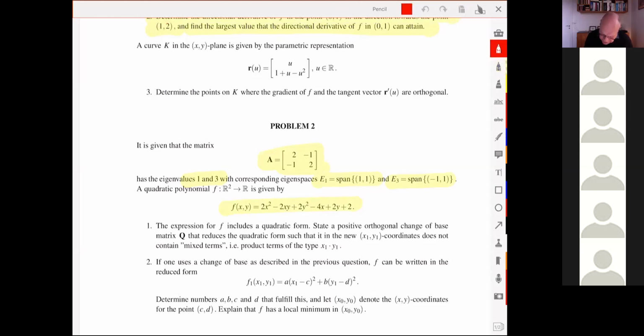And let me just take this part of it. This is the quadratic form of the polynomial. And we should state a positive orthogonal change of base matrix Q that reduces the quadratic form such that in the new x1, y1 coordinates does not contain mixed terms. This is the usual problem of diagonalization of a matrix. So let's try to do that.